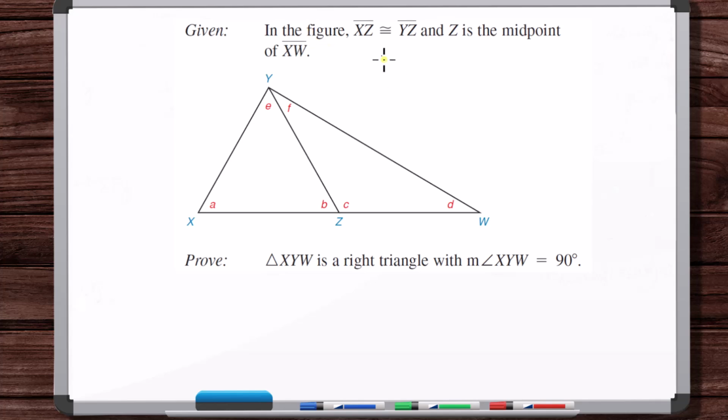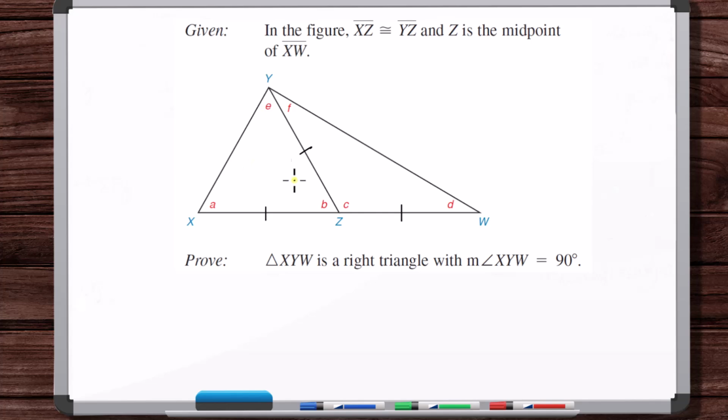All right, in the figure, XZ is congruent to YZ, and Z is the midpoint of XW. So that means all three of these are congruent. Prove that XYW is a right triangle with the measure of angle XYW being 90. So they want us to prove this.